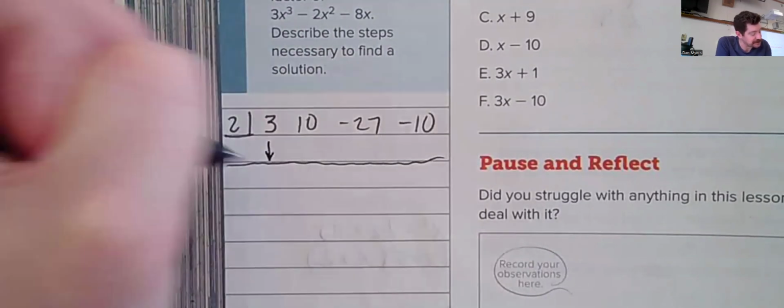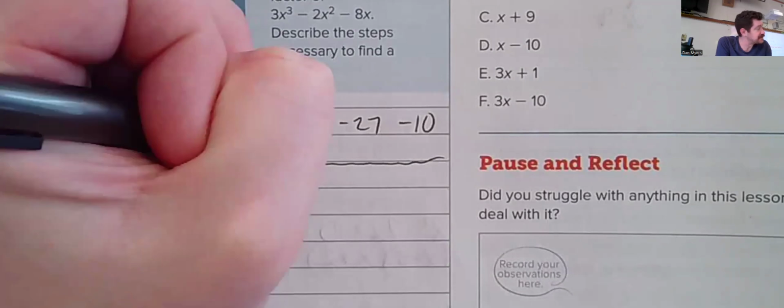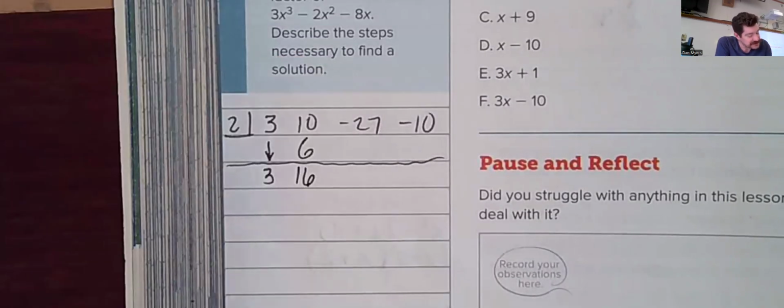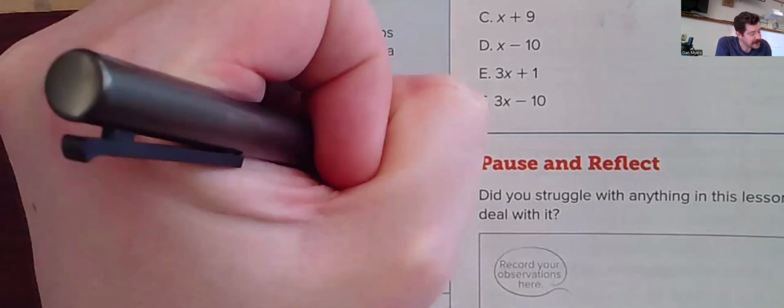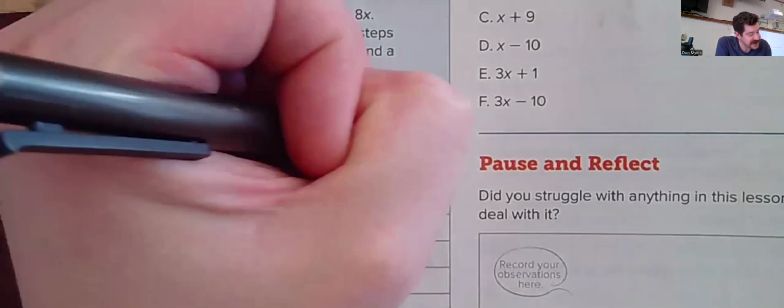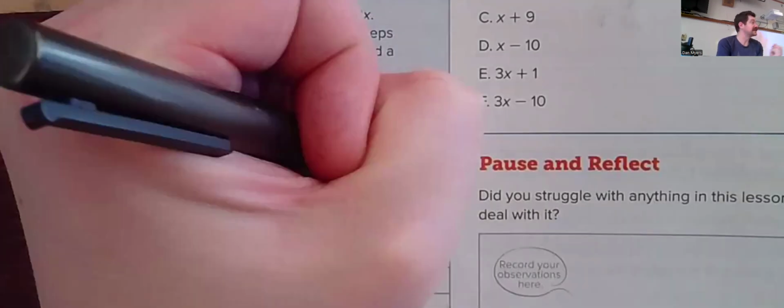working from there. So we'll bring the 3 down, and then 3 times 2 is 6. 6 plus 10 is 16. 16 times 2 is 32. Plus negative 27 would be 5. 5 times 2 is 10, and negative 10 plus 10 is 0. Hey, that's nice. So the first one we checked is a factor.